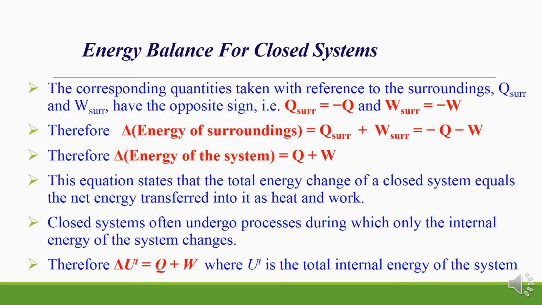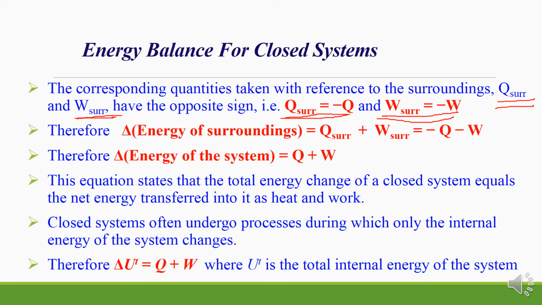So, energy balance, again, if you continue: here we have Q surrounding and W surrounding. These are the heat and work of that surrounding. Then Q surrounding is equal to minus Q, and W surrounding is minus W. Why is it written like that?